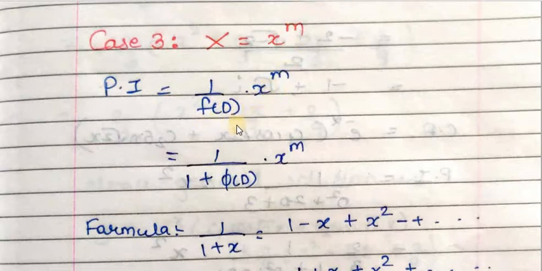In this case, what we will do is make f of D into the form 1 plus phi of D, and this x raised to m will be as it is. Then you have to write 1 over 1 plus phi of D as (1 plus phi of D) the whole raised to minus 1.